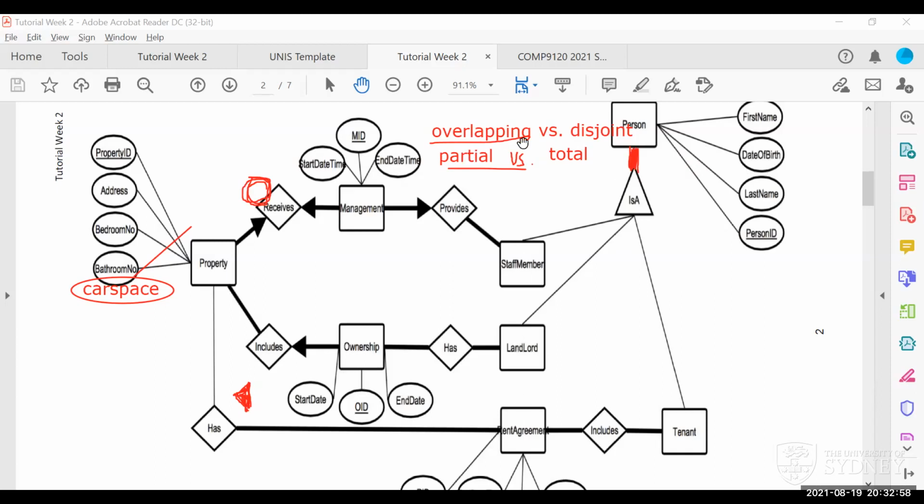So in this case, overlapping is more appropriate to use than disjoint because as a person, I can be a staff, so I can work there in the real estate company, and at the same time, I may own a property which I'm renting to this real estate company. So that is a possible use case, right? I can be both a landlord and a staff working in this real estate company at the same time.